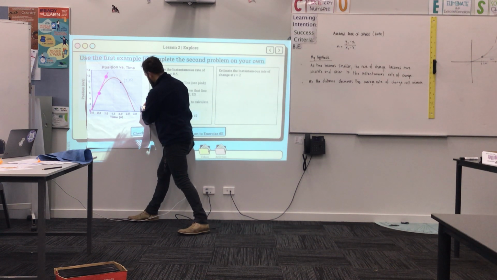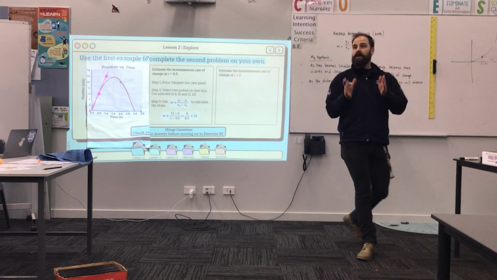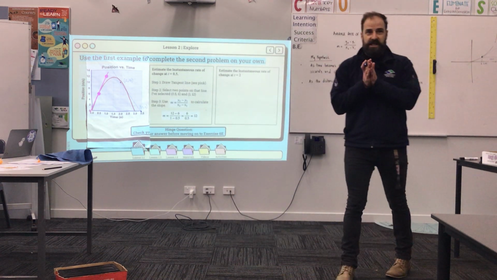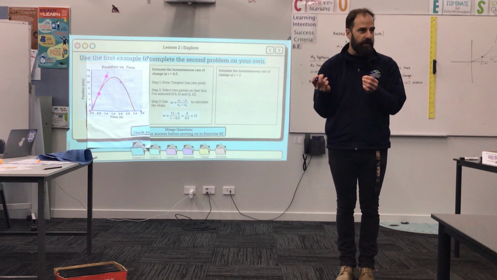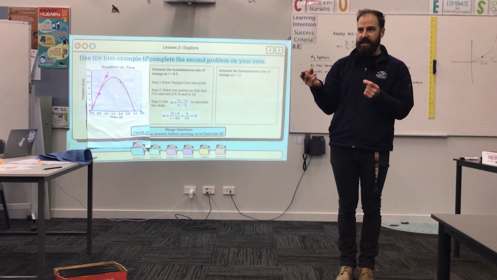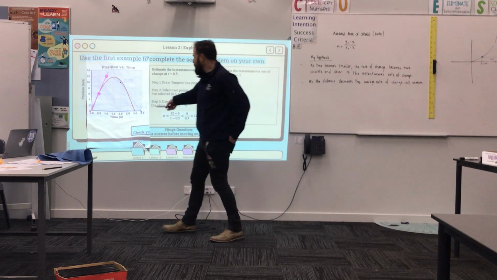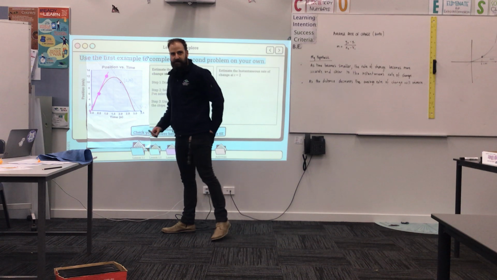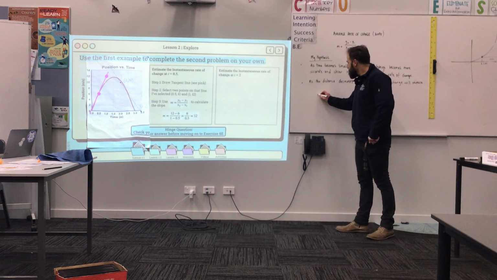3.5. I'm going to run out of paper. 0. Now, you can select any 2 points. Remember, when we find the gradient, it doesn't matter which 2 points I use, as long as I select 2 points on the graph. You want to be as accurate as possible when you use the grid to estimate what those points are. So now I'm going to find the gradient.